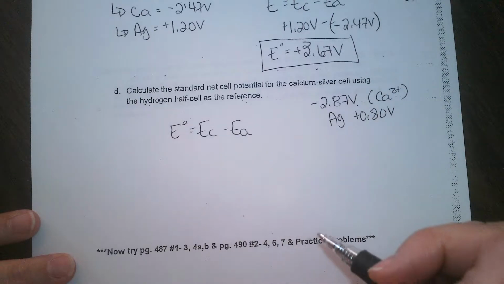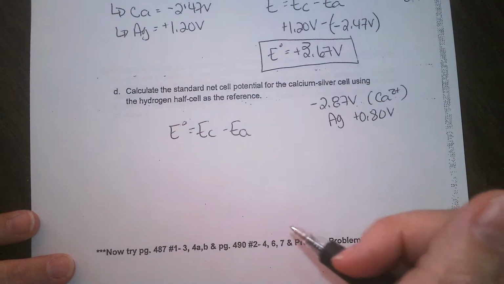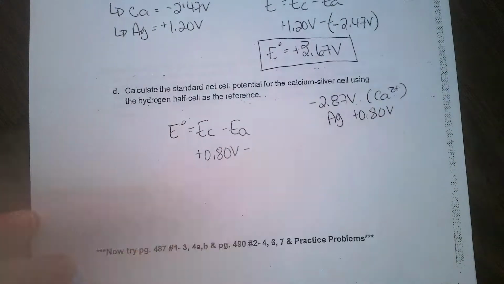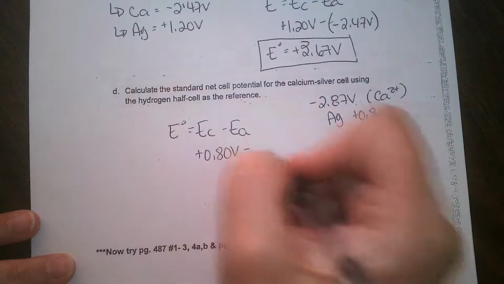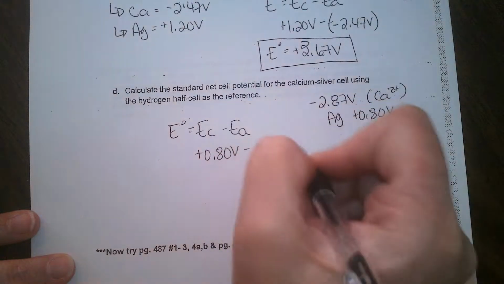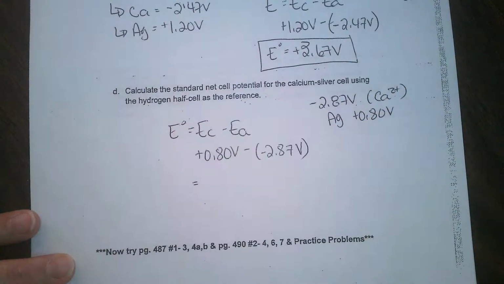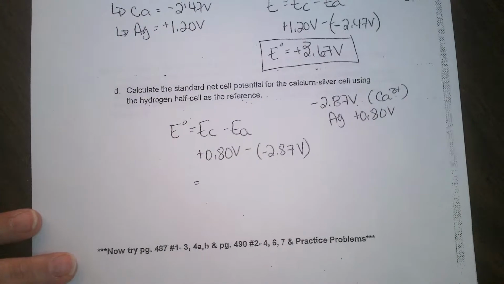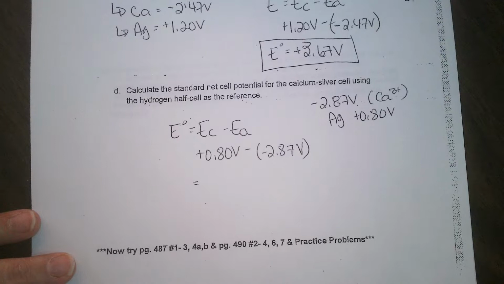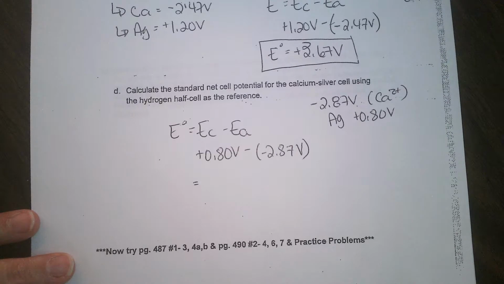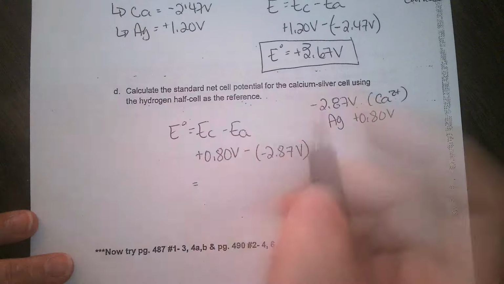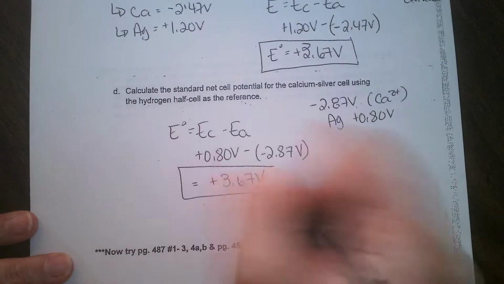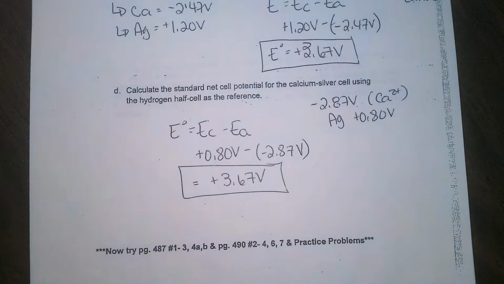So cathode is silver or calcium? And anode is? What's my value? Eric's already figured it out. What is it? What do we see?